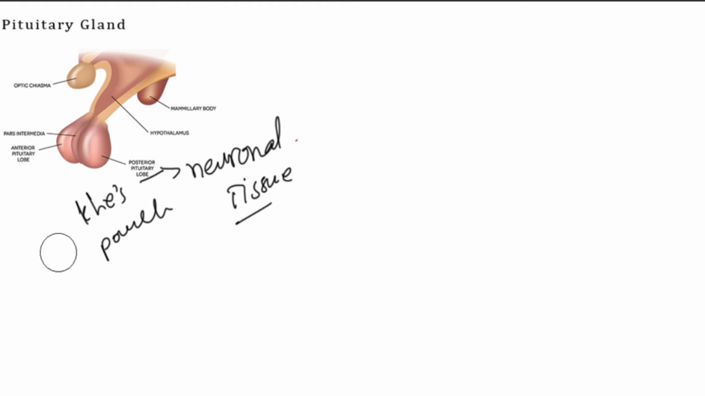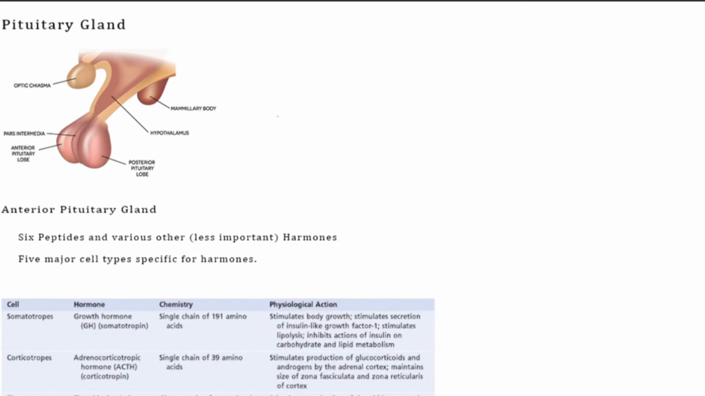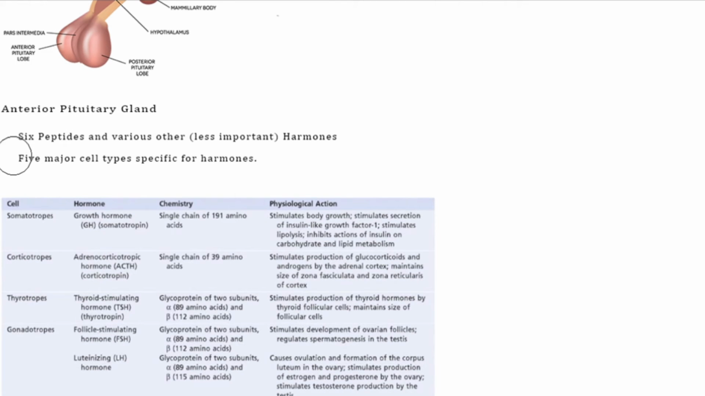So let us first consider the hormones of the anterior pituitary gland. These include 6 peptide hormones and various less important hormones, along with 5 major classes of cell types. This table includes all of the cell types along with their hormones. We mainly have the somatotrophs, corticotrophs, thyrotrophs, gonadotrophs, and the lactotrophs.